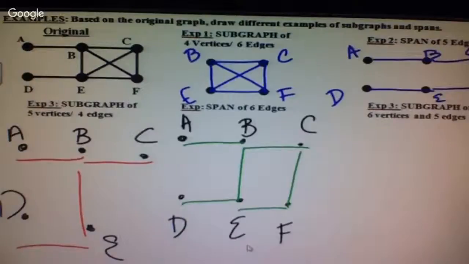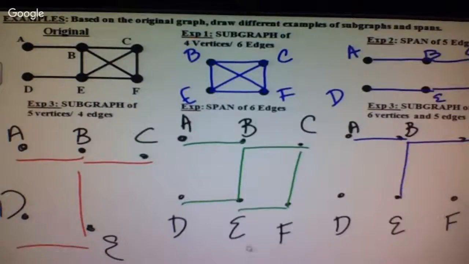The last one. I need a subgraph that has 6 vertices. So if I need 6 vertices, I'm going to need them all. A, B, C, D, E, and F. They want me to connect these with 5 edges. A to B, B to C, B to E, B to F, E to F, B to E, D to E.